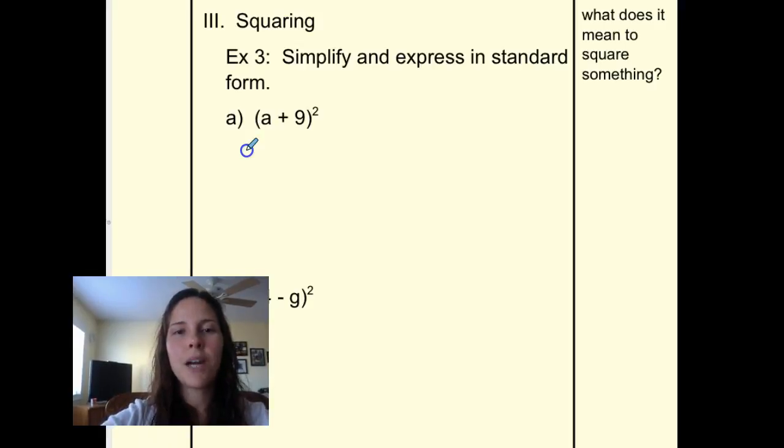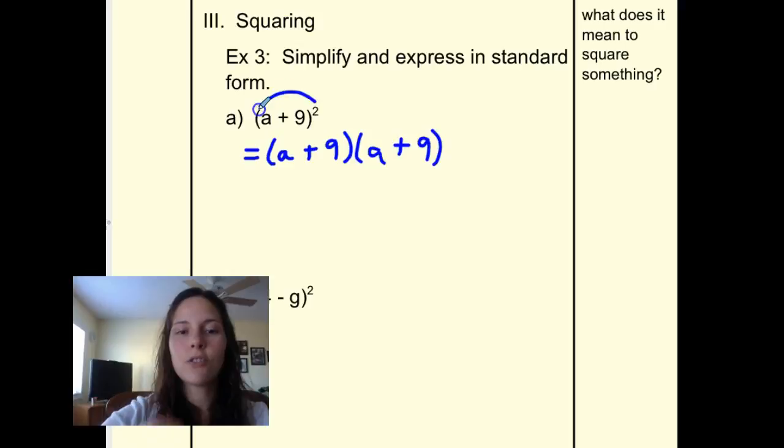When you see a binomial squared, you need to think about, what does it mean to square something? And it means multiply it by itself. A lot of students get very tempted to just distribute the square to both terms and get a squared plus 9 squared, or a squared plus 81. But when we multiply it by itself, see what happens. So we're going to get something a little bit different.